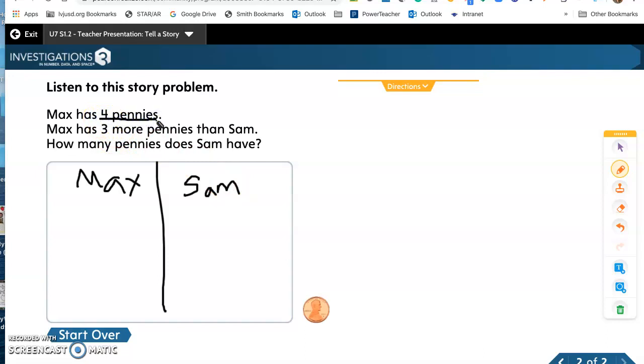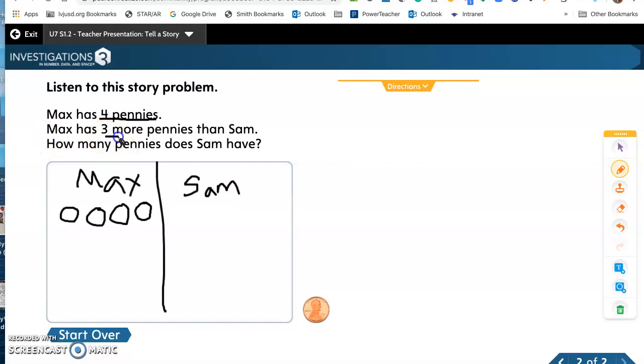Now go ahead and draw 4 pennies on Max's side because we know that Max has 4 pennies. This time I'm just going to draw them. 1, 2, 3, 4. Okay. Now we don't know how many Sam has yet. That's what we're trying to figure out. Let's read the next sentence to figure out what other information we have.